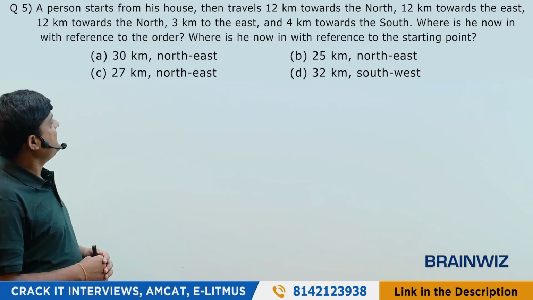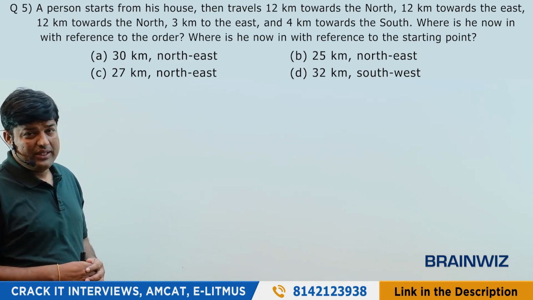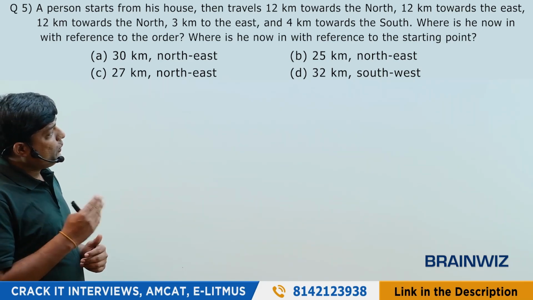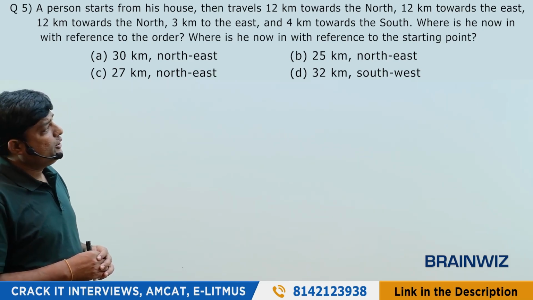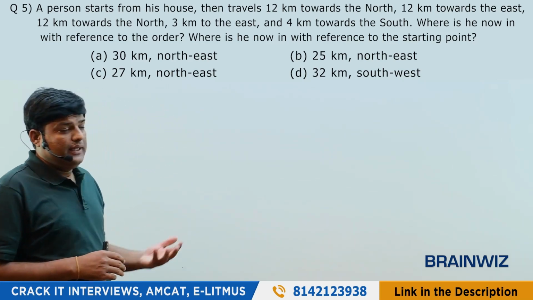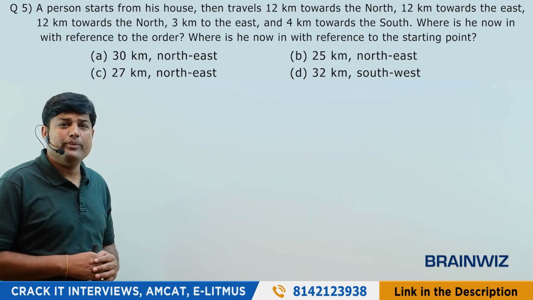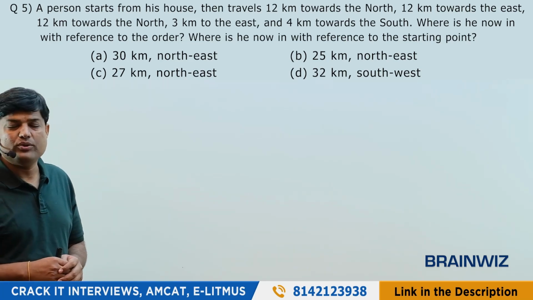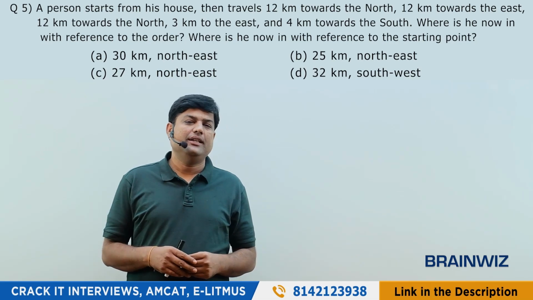In this question it is said that a person started from his house going 12 kilometers towards the north. Again, 12 kilometers he turns towards the east direction. Again he turned towards north going 12 kilometers. And he turned 3 kilometers towards the east, and finally he turned 4 kilometers towards the south. Here we are supposed to answer how far and in which direction is he from the starting point.